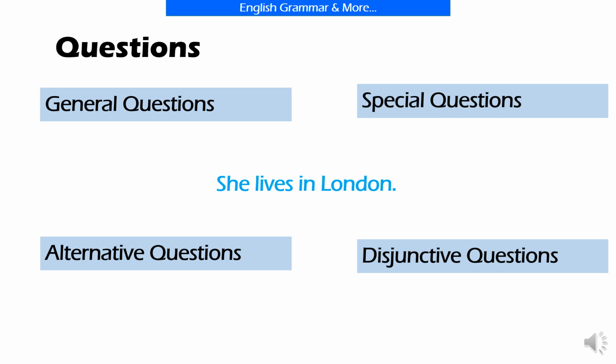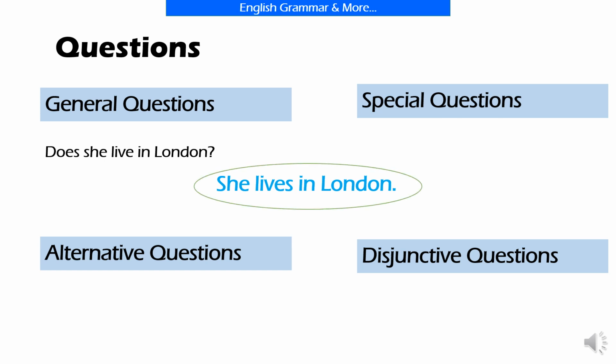A general question for this sentence would be as following: does she live in London? As you can see, when we ask a general question, we are asking about the whole sentence, not a specific part of it. In other words, when we ask a general question, we already have certain information, and by raising the question, we are simply trying to get a yes or no answer.